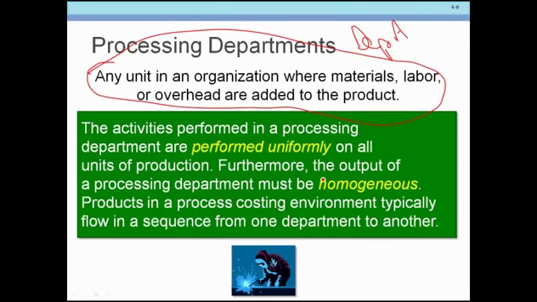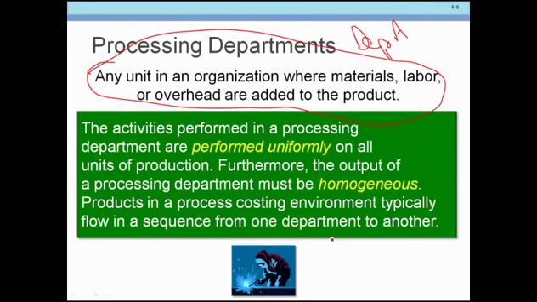Furthermore, the output of the processing unit must be homogeneous. They all look the same, the end product looks the same. Products in a process costing environment typically flow in a sequence from one department to the other. So we might have 2 or 3 departments, and once the work is done in department A, the product moves to department B. And once the product is done in department B, we could move it to department C.